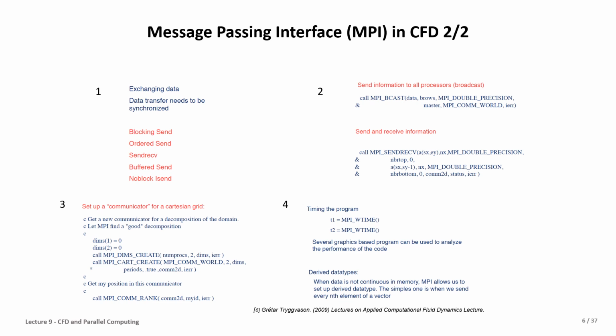In the third step, usually we set up the communicator for a Cartesian grid, and you had some examples of this application. Then in the last part, we have the timing of the program, ending the section with derived data types. So this is a very short presentation of the steps when we're using MPI. However, you had examples, and you will also have a final project regarding the communicator for the Cartesian grid.